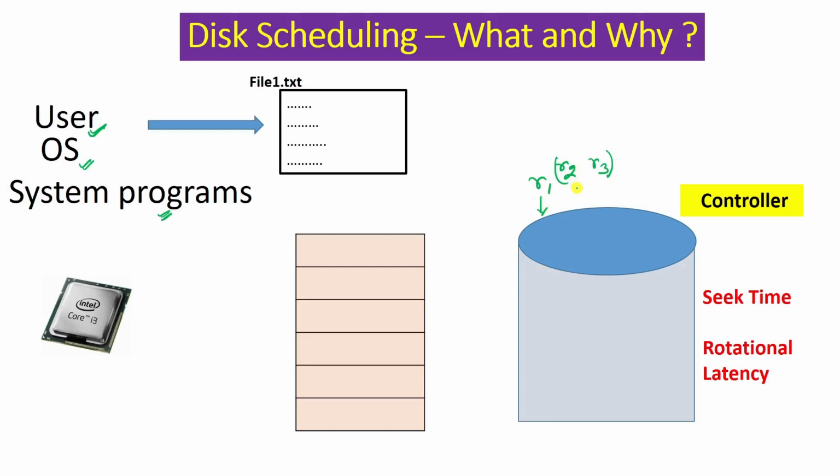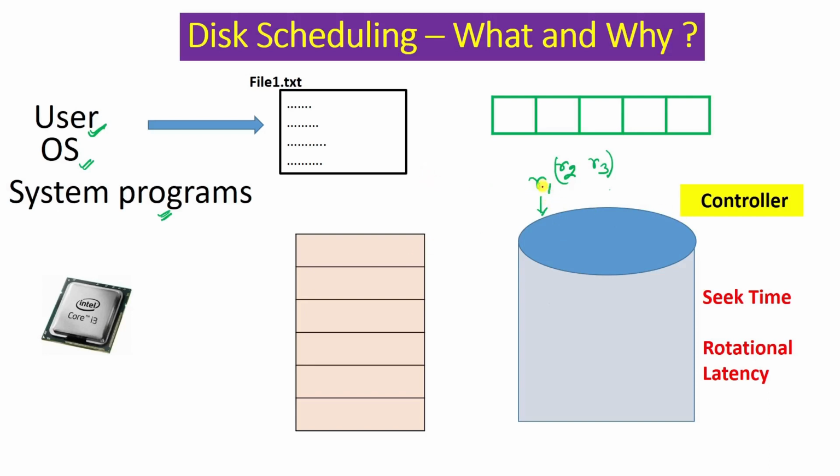So in this case what will happen? We cannot ignore this R2 and R3. R2 and R3 should wait. So actually what will happen? The operating system will make a queue, or you can say a request queue, which will store all these requests, all these pending requests which are yet to be fulfilled by this hard disk or your controller.